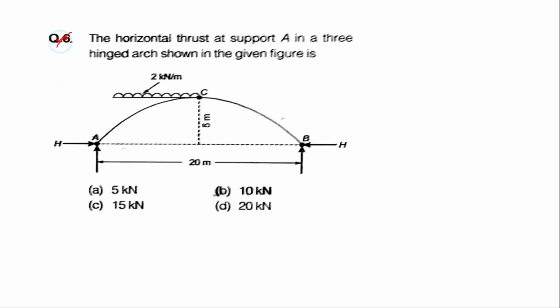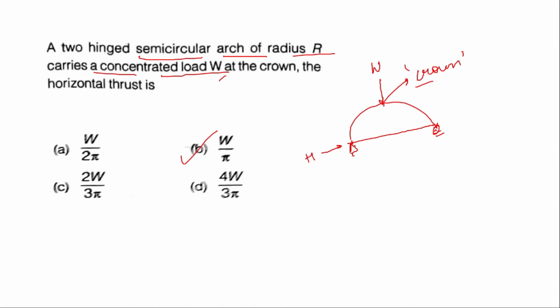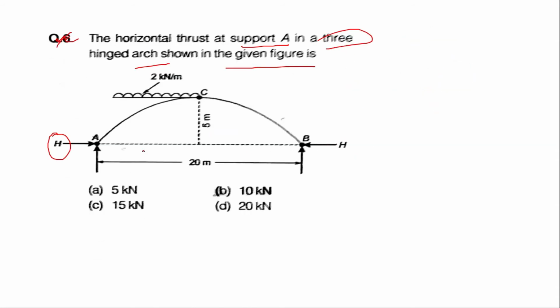Please neglect this question number. The horizontal thrust at support A in the three-hinged arch shown in the given figure is, that is, we have to find out the horizontal thrust H acting in this three-hinged arch. In the previous question it was a two-hinged arch, but here it is a three-hinged arch with hinges A, C and B. This height is about 5 meters, this is 20 meters, and a load of 2 kilonewton per meter is acting on the left span. We have to find out the horizontal thrust H.